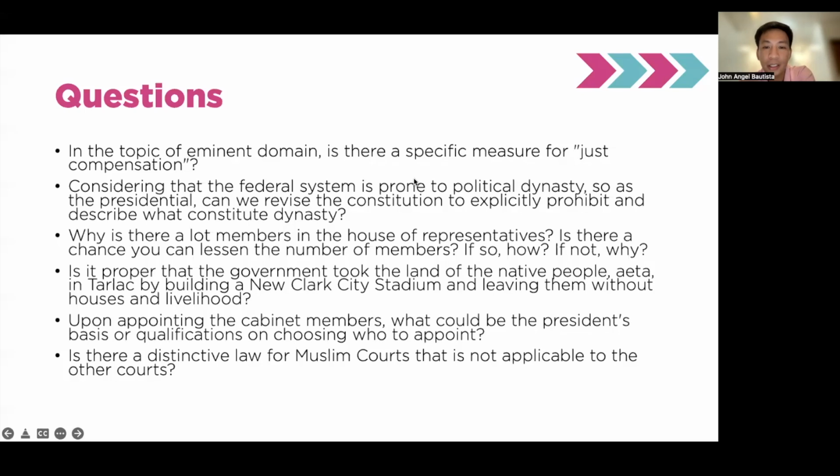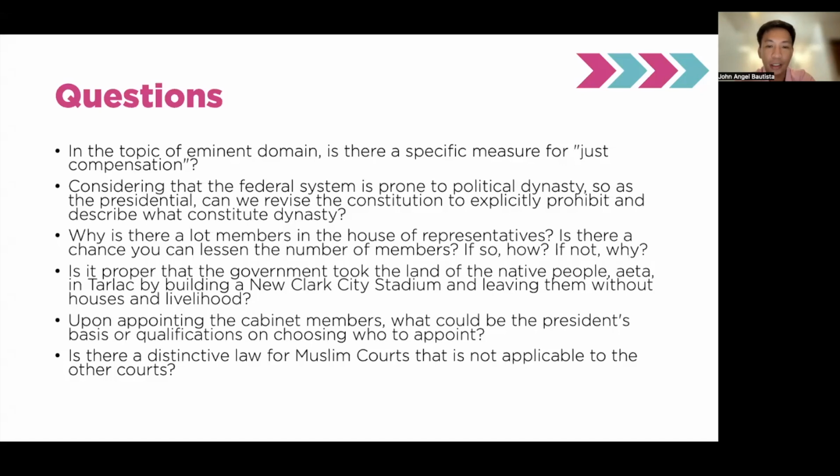Considering that the federal system is prone to political dynasty, so as the presidential, can we revise the Constitution to explicitly prohibit and describe what constitutes dynasty? Yes. The problem with the Constitution and how it is framed kasi now, in relation to political dynasty, is that it does not really define political dynasty, and the Constitution says na kailangan the Congress must define what political dynasty means. Hanggang ngayon wala pa ring batas na nagde-define ng political dynasty. So practically wala pa rin yan, no? Hindi pa rin yan effective. Wala pa ring nangyayari about that.